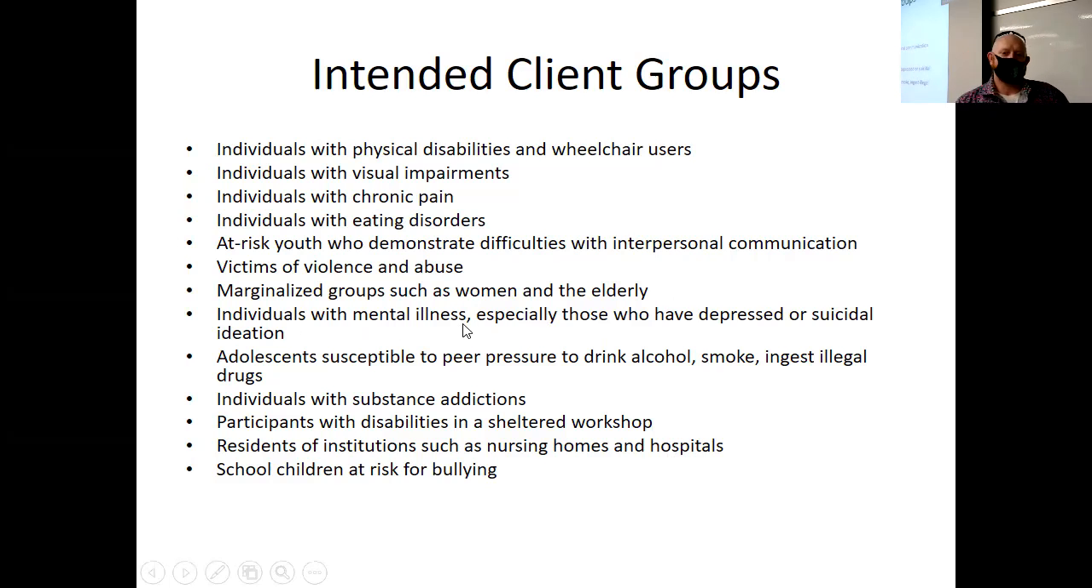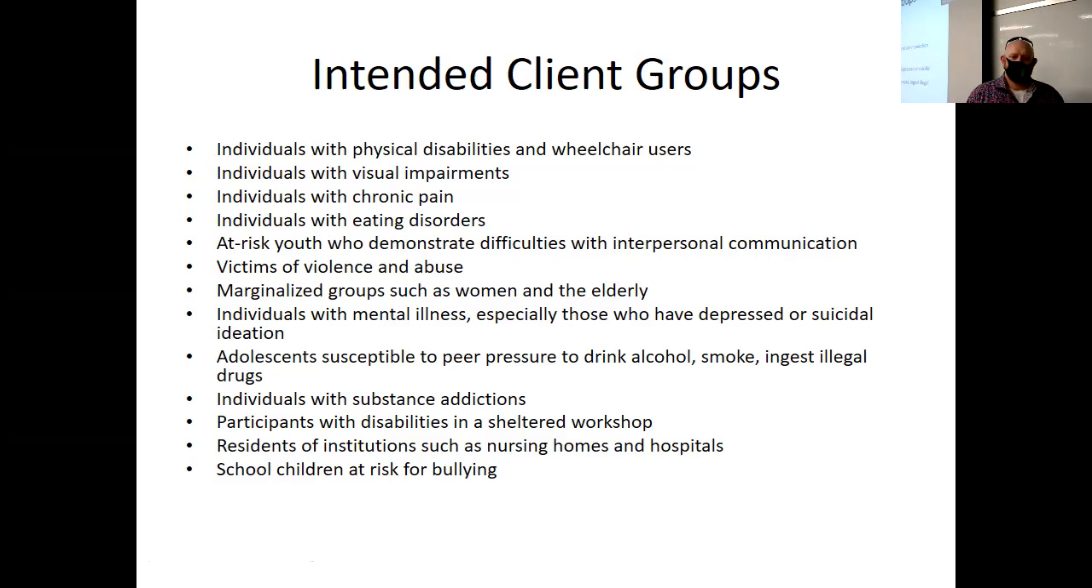Individuals with mental illness, especially those who have depressed or suicidal thoughts. If you think about being depressed, that is not a very assertive state. You don't care about anything. So you can see where that would play in. Adolescents susceptible to peer pressure to drink alcohol, smoke, ingest illegal drugs. That's where you would talk to them about assertiveness and saying no to the peer pressure.